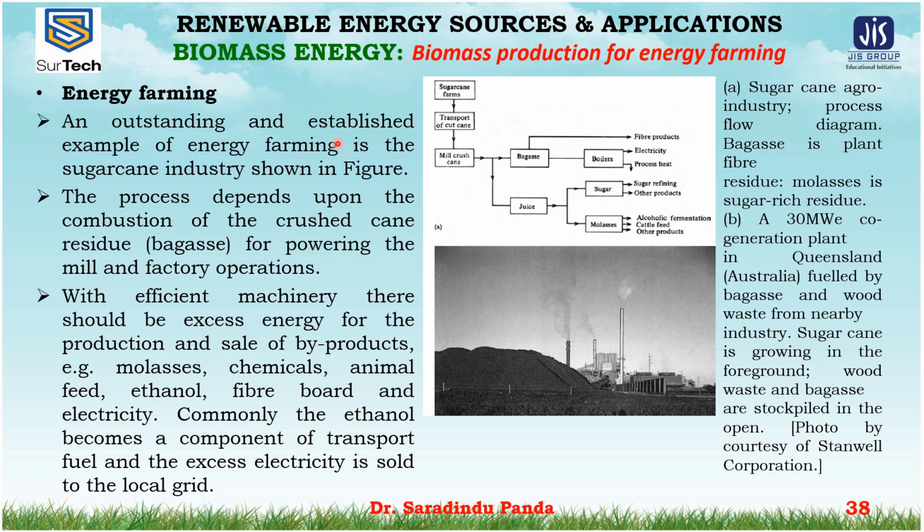In picture A, it describes the sugarcane agro-industry process flow diagram. Bagasse is the plant fiber residue, molasses is the sugar rich residue. B is a 30 megawatt cogeneration plant in Queensland, Australia, fueled by the bagasse and the wood waste from the nearby industry. The sugarcane is growing in the foreground. Wood waste and bagasse are stockpiled in the open.